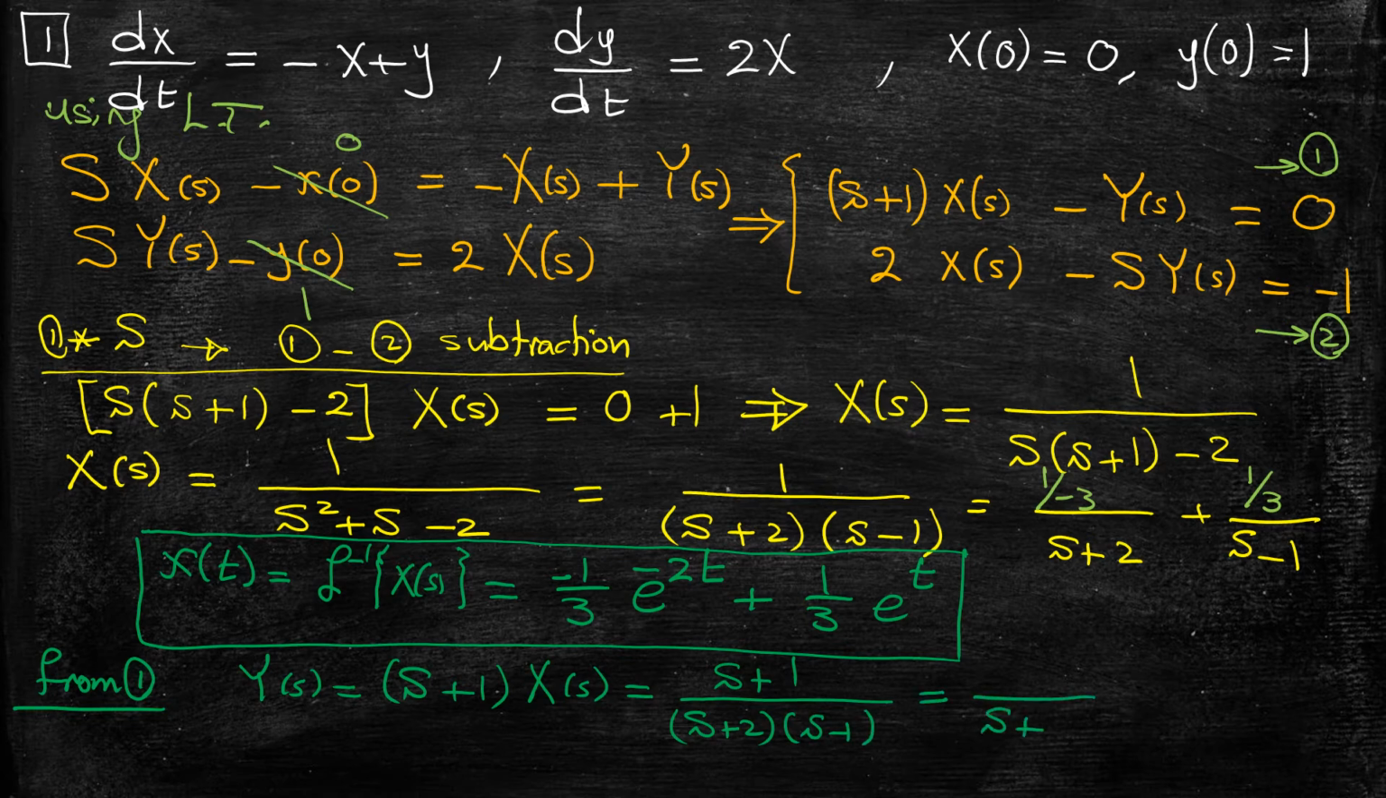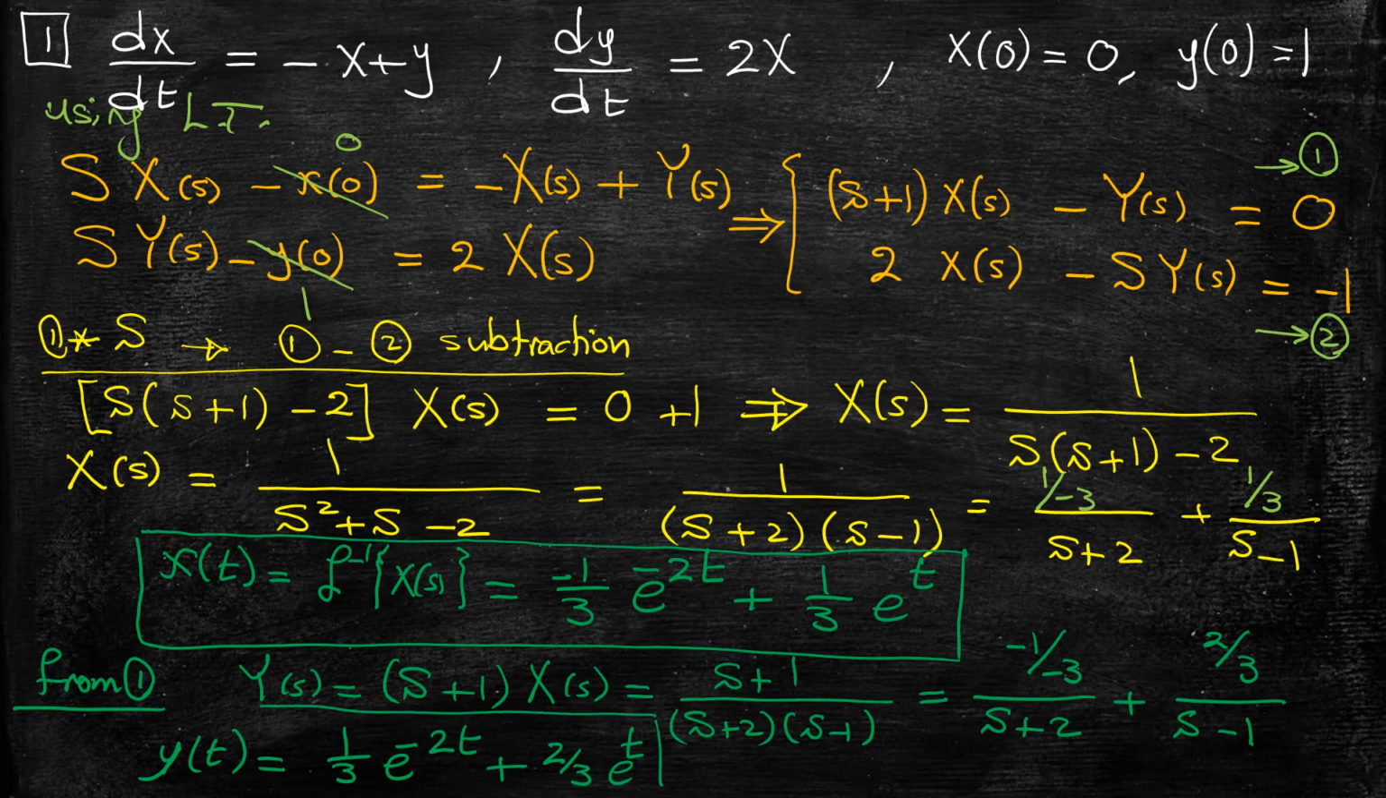Again, a simple partial fraction right now. So substitute by s equal minus 2. It will end up, this is minus 1, this is minus 3. And substitute s equal to 1, this will be 2, and this is 3. So we'll end up here with this y of t equal 1 over 3 e power minus 2t plus 2 over 3 e power t. So here, this is our y of t.